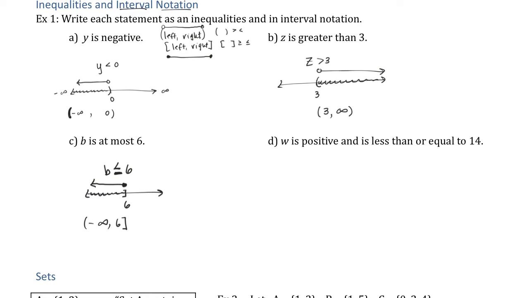w is positive and is less than or equal to 14. Okay, so if we're at 0, it's positive, and then less than or equal to 14. So we're going up to 14 and including it.